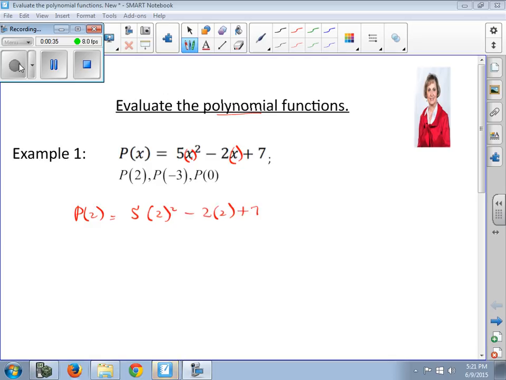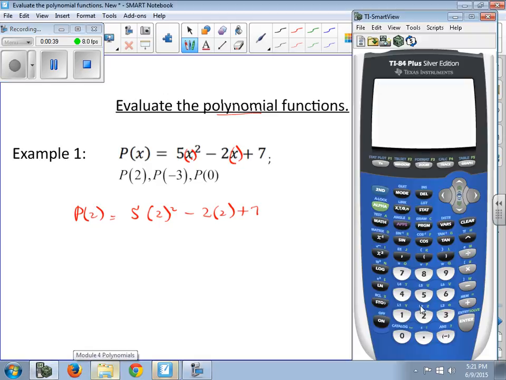And now I can pop it in the calculator. Be sure when you pop it in the calculator you type it exactly how it is. 5 times 2 squared minus 2 times 2 plus 7. And that gives me 23. So this first example turns out to be 23.